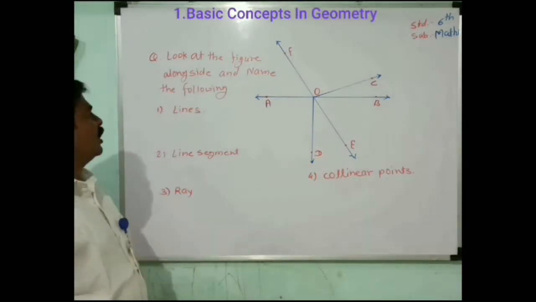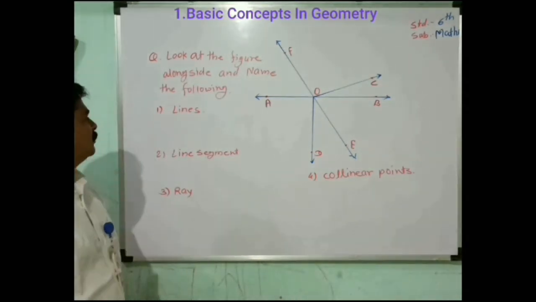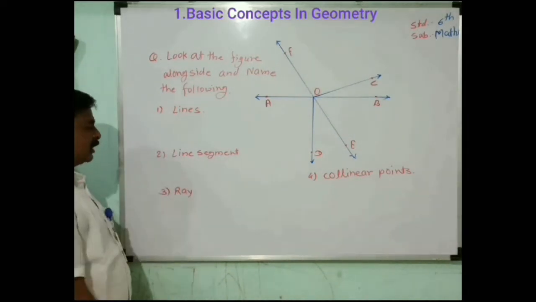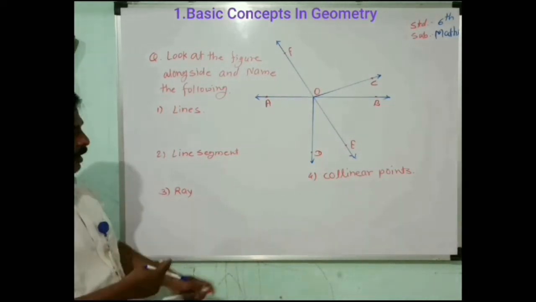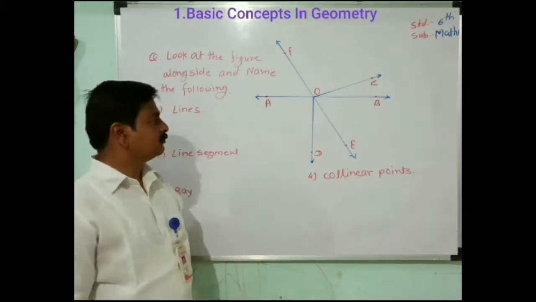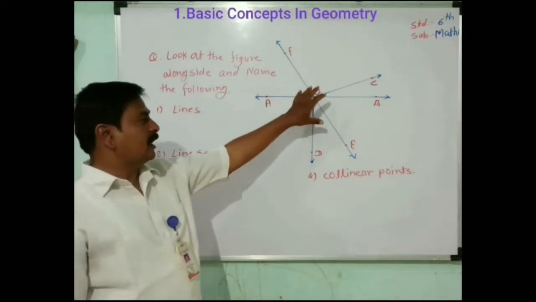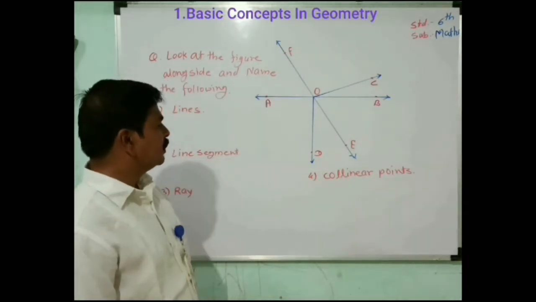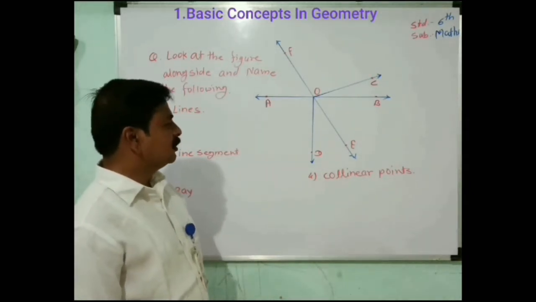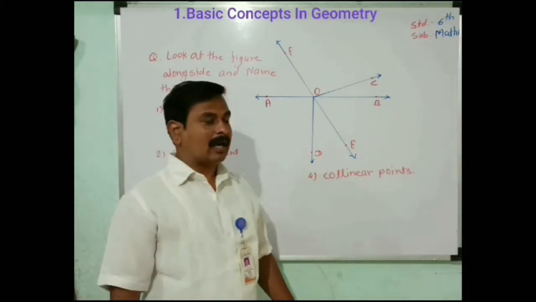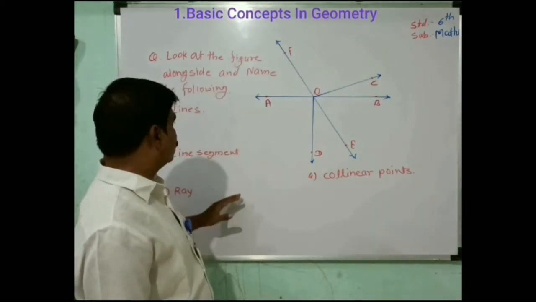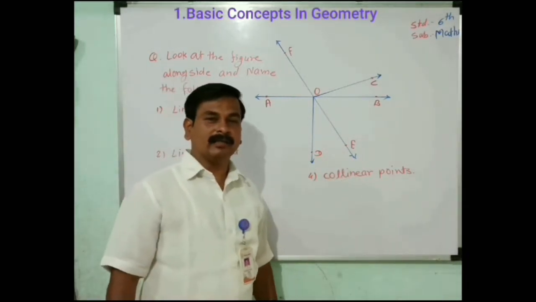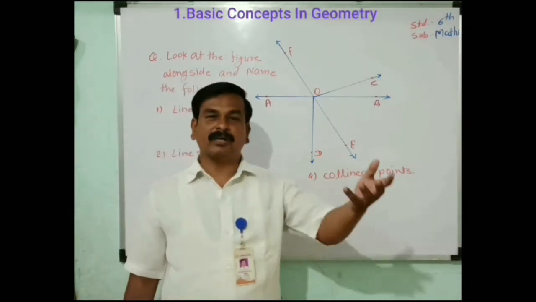Look at the figure alongside and name the following: lines, line segment, ray, and collinear points. Now this is the diagram. Observe carefully, pause the video and then solve. Write down names of all these and then compare with my answer.